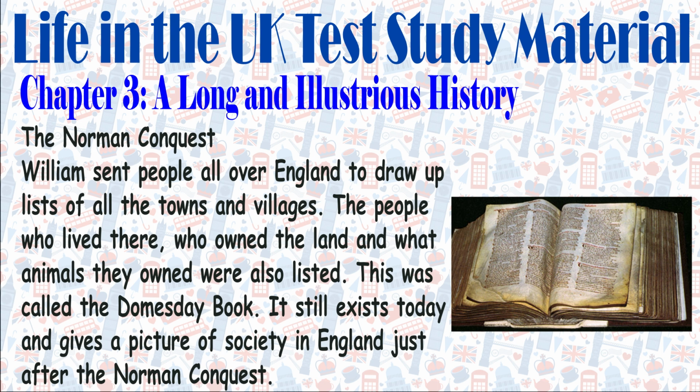William sent people all over England to draw up lists of all the towns and villages. The people who lived there, who owned the land and what animals they owned were also listed. This was called the Domesday Book. It still exists today and gives a picture of society in England just after the Norman Conquest.